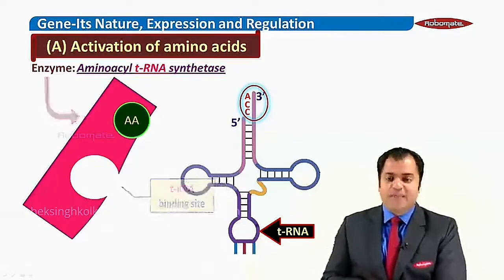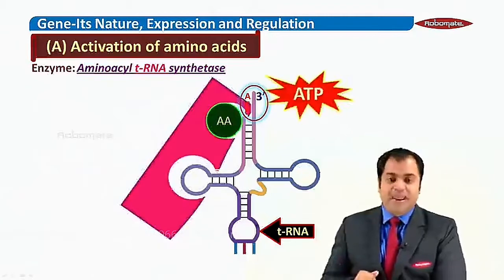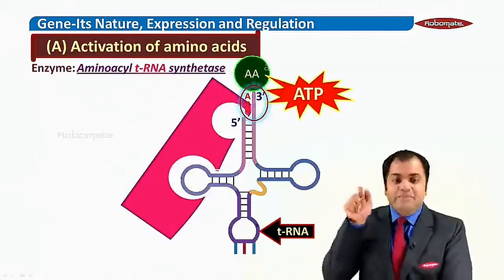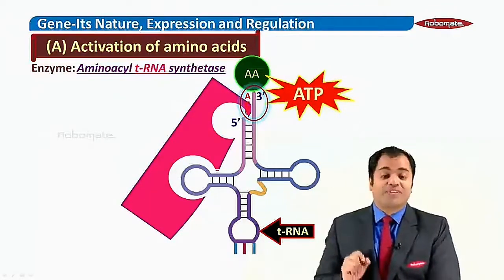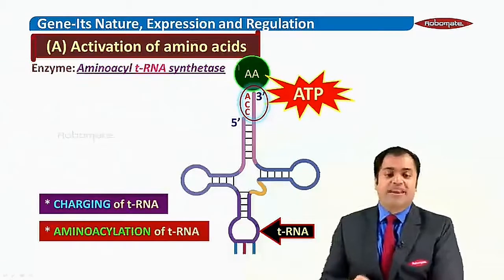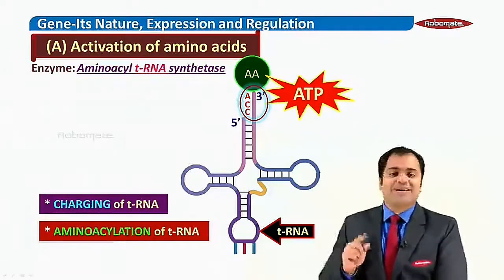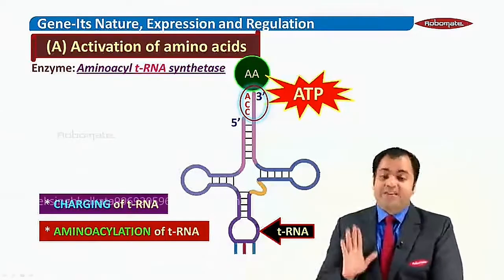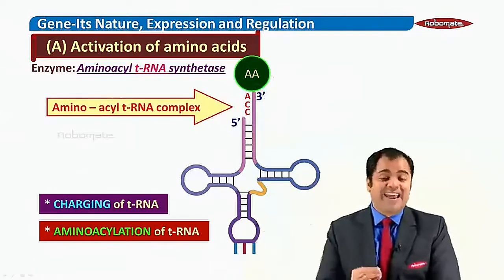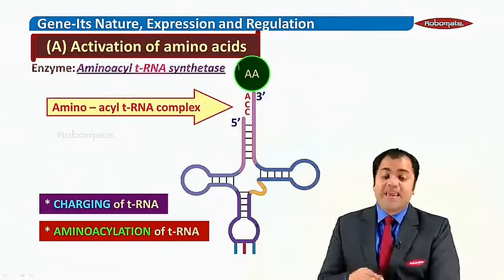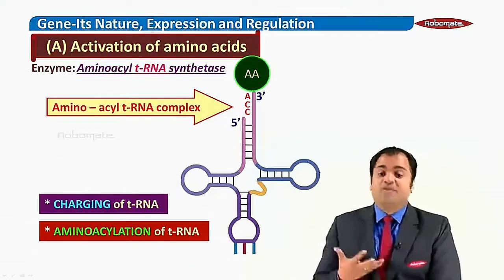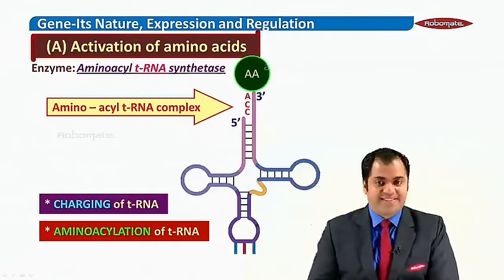And let us see how. So this enzyme will come forth, right? And in the presence of a molecule of ATP, it will take that amino acid and put it on the 3' end of the tRNA. This step is called the charging of tRNA. It is also called the amino acylation of tRNA. And the final complex you see here is then called the amino acyl tRNA complex. Is that okay? And this step is called the activation of amino acid and forming of the amino acyl tRNA complex. Is that okay?